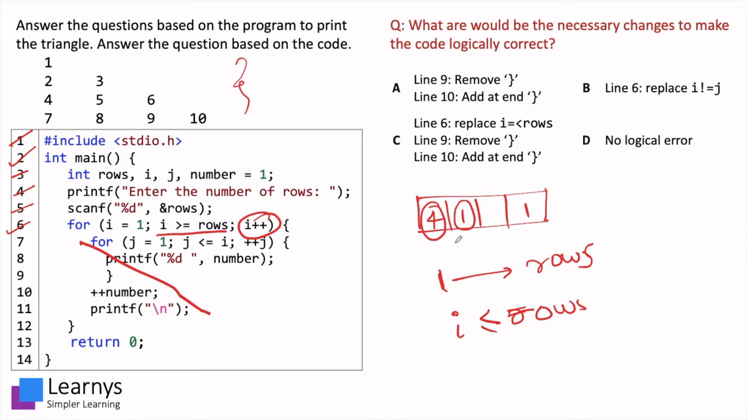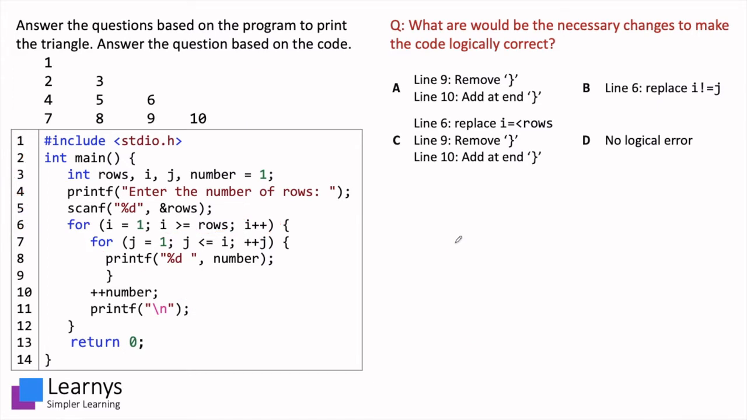Now, that's one segment of it. Let's assume that this was correct. This statement has been corrected. Now what? Are there any other logical errors? Okay, let's look at this again. The value of rows is 4, the value of I is 1, the value of j is 1, and the value of number is 1.